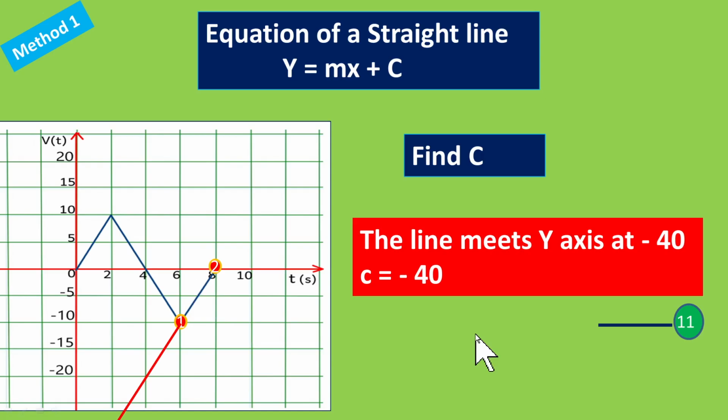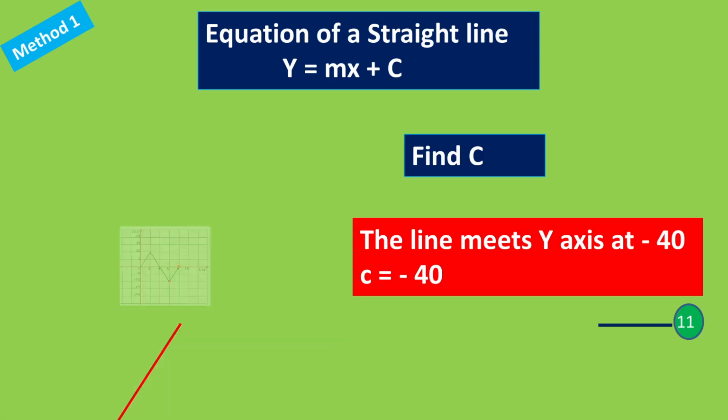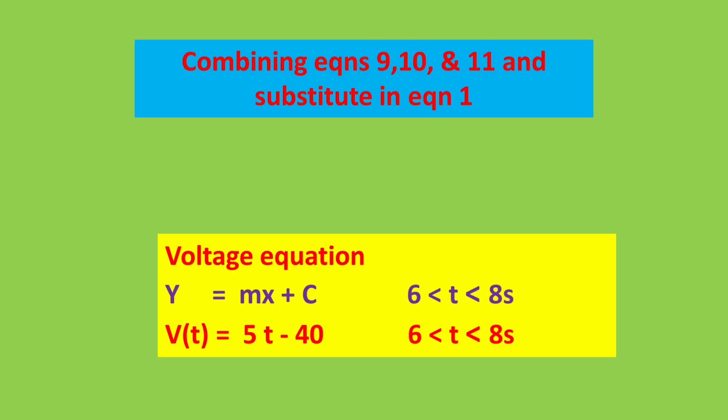Okay, so this is your 11th equation. Now combining all these three equations 9, 10, 11, and substituting them in equation number 1: y equal to mx plus c. For the time period 6 to 8 seconds, m is 5, x is t, and c is minus 40. So you got this voltage equation.